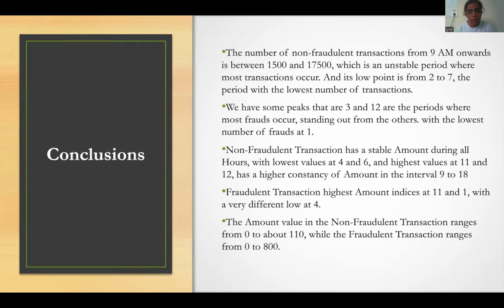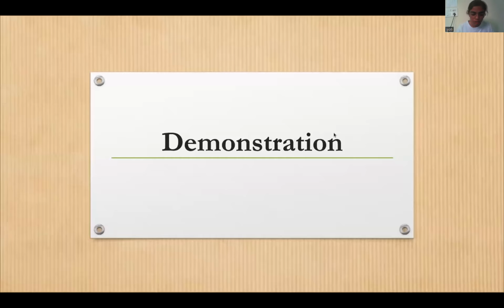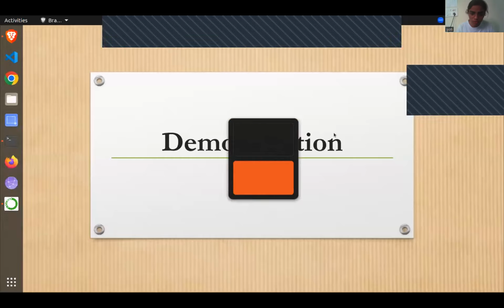The amount value in non-fraud transactions ranges from 0 to about 110, while fraud transactions range from 0 to 800. At maximum, fraud transactions can withdraw up to 25,000. So that was the conclusion. Now the demonstration of my task.